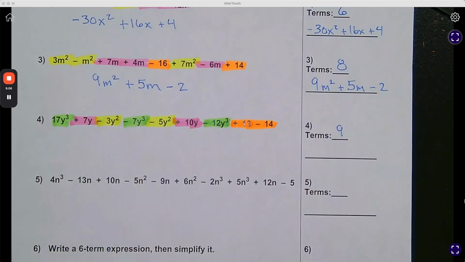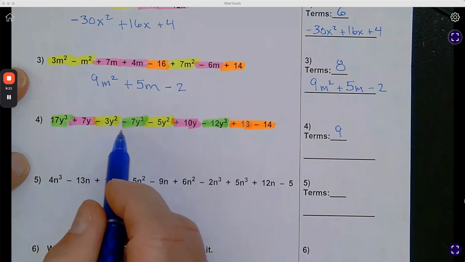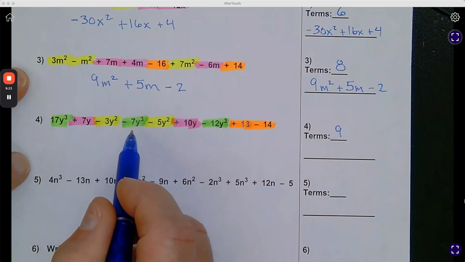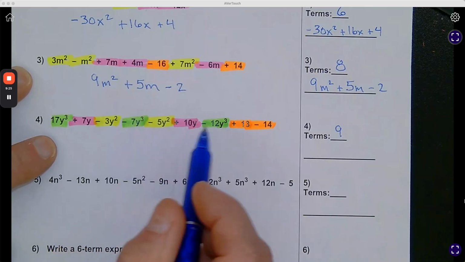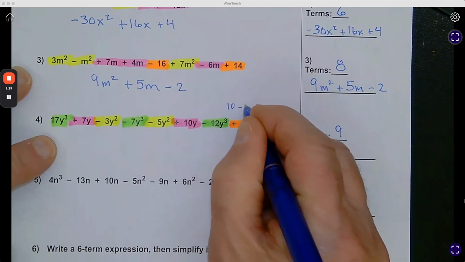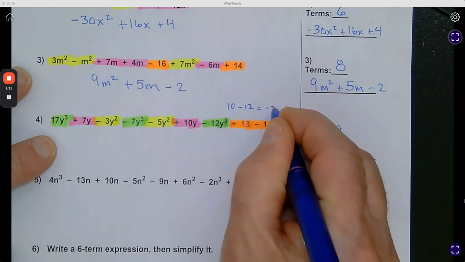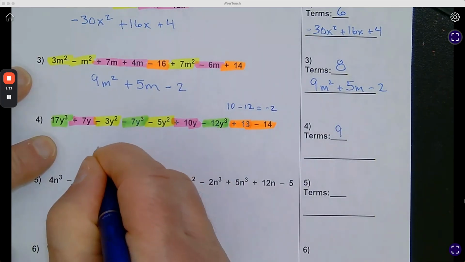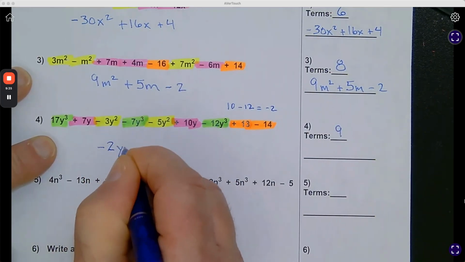And remember, when you combine like terms, you're just adding them up or subtracting them. So here's what that looks like. 17 minus 7 is 10. A positive 10 minus 12. A positive 10 minus 12 equals negative 2. So that is negative 2y cubed.